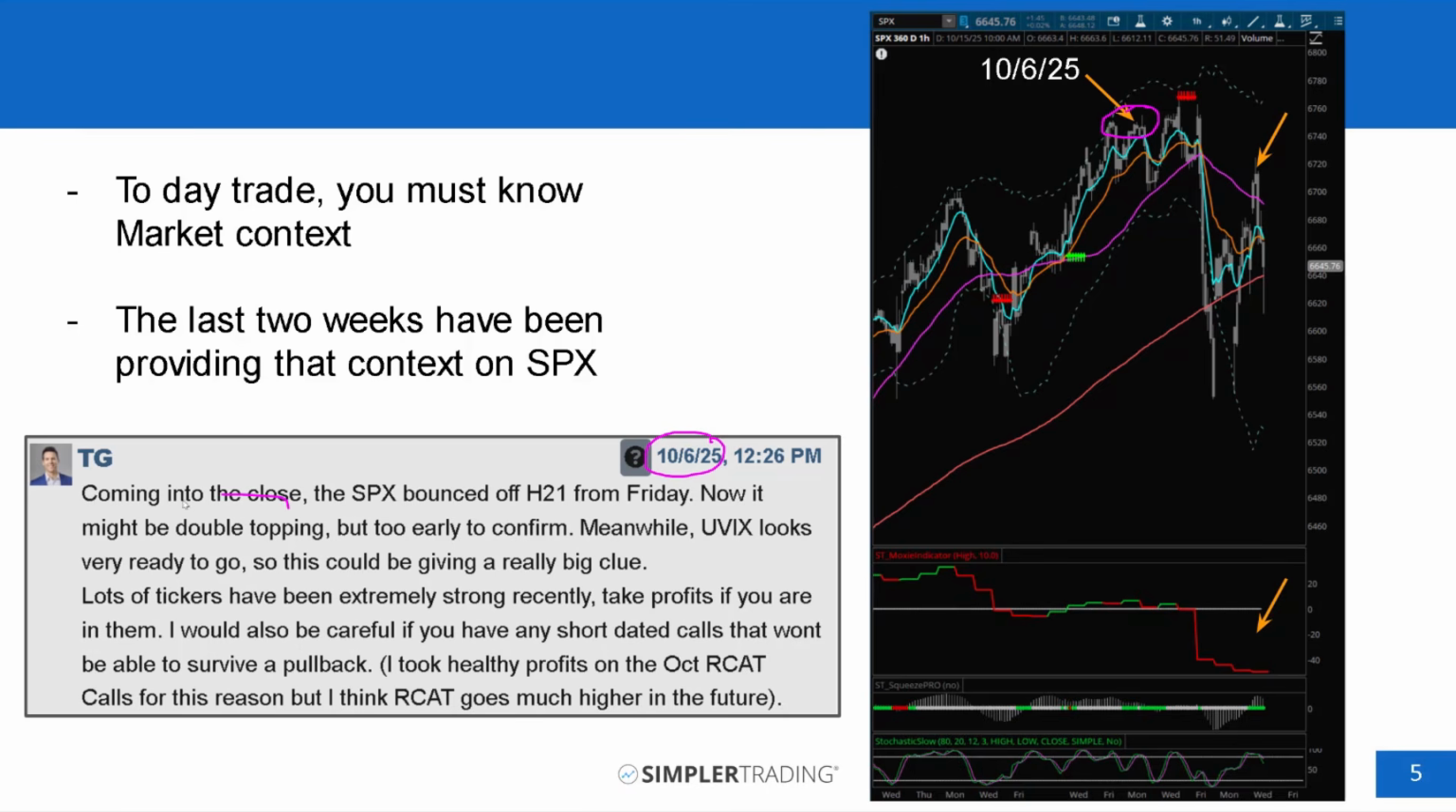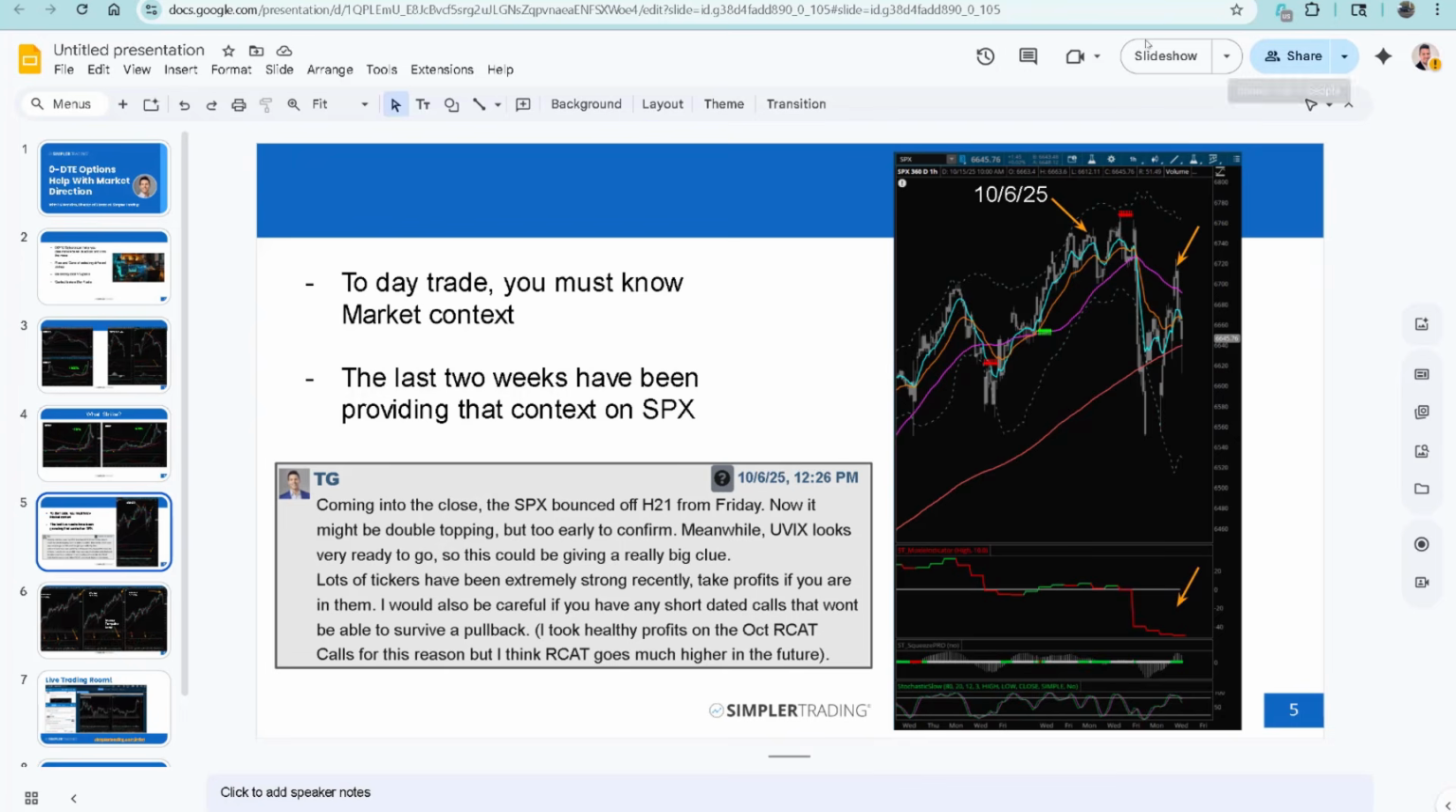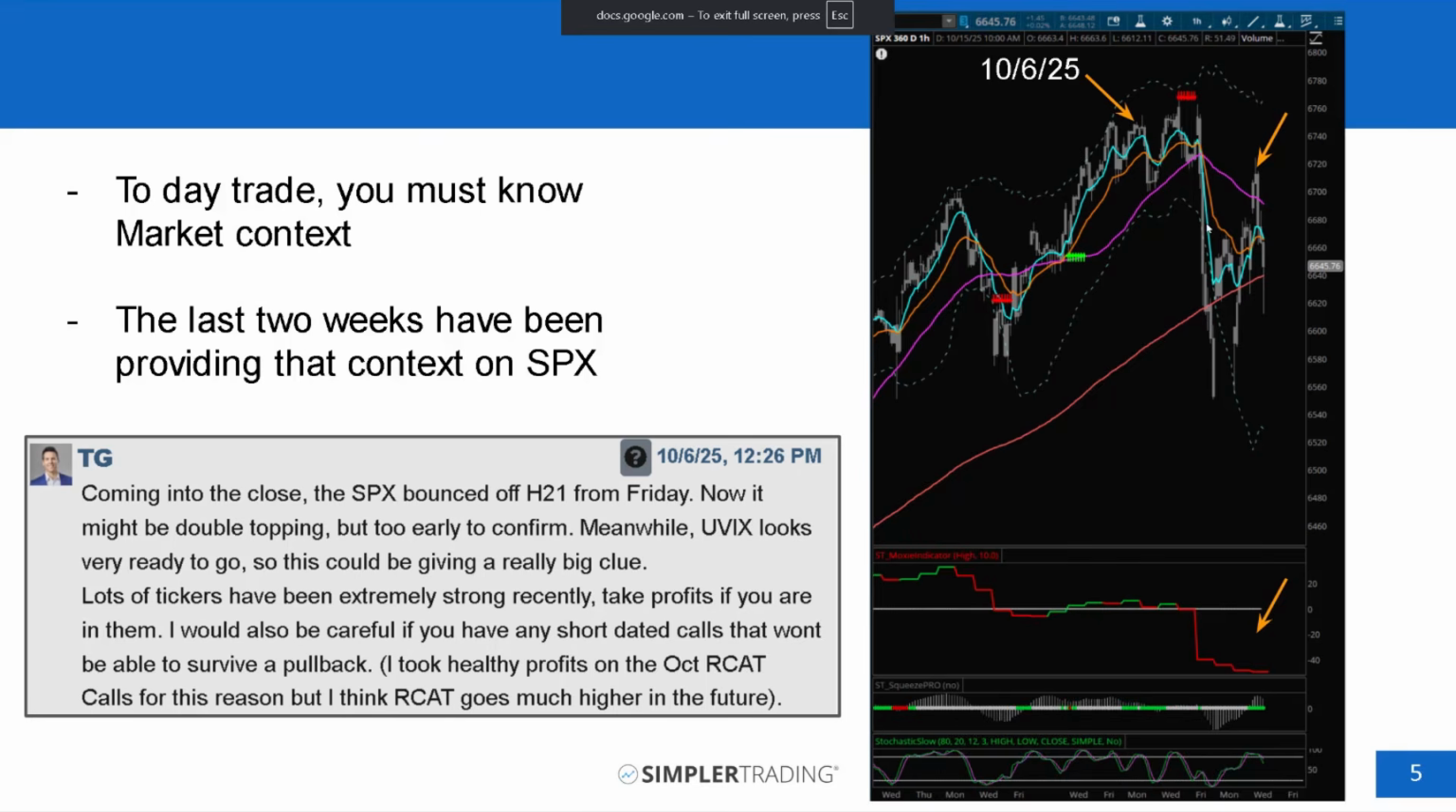And you can see here, this is where I was talking about the SPX bounce. Okay, kind of might be double topping right there. A little bit too early to confirm that, but I was also talking about how the UVX looks ready to go, so the VIX was looking ready to go, and this could give a really big clue, which it did. And we were talking about I would be careful if you have any short-dated calls that won't be able to survive a pullback. Case in point, there's the pullback. So yes, context is important, and that's also how we were able to set up on something like this in this case.